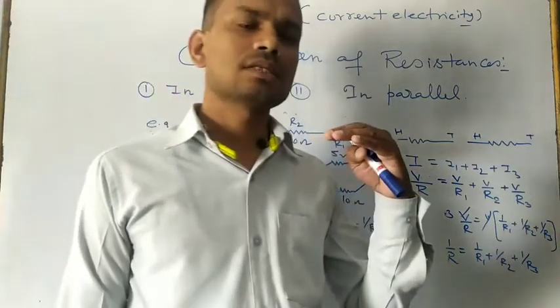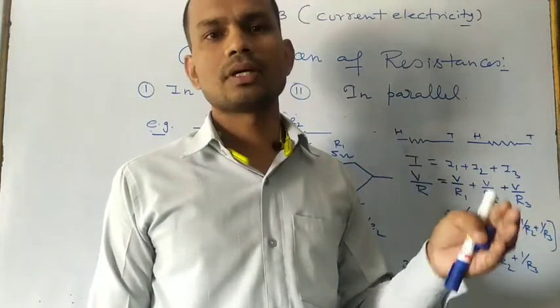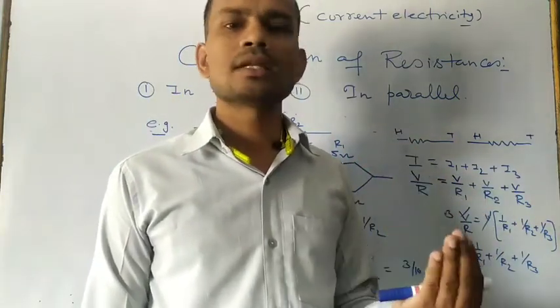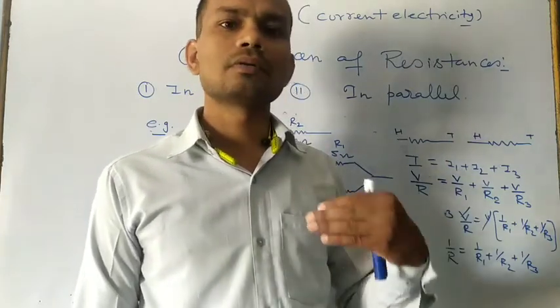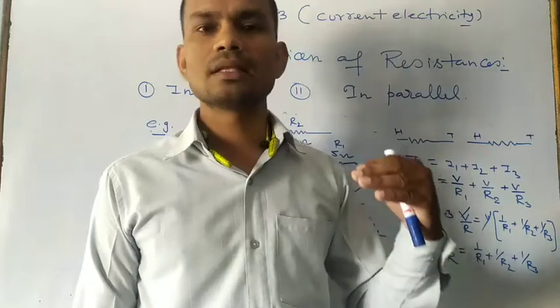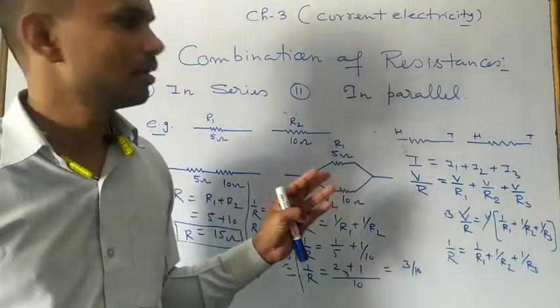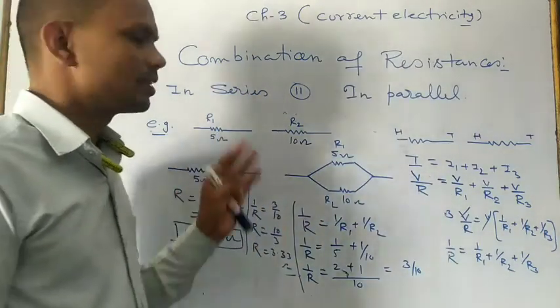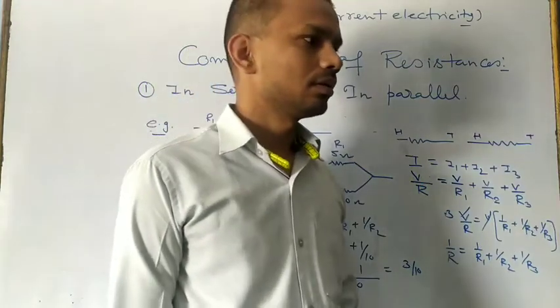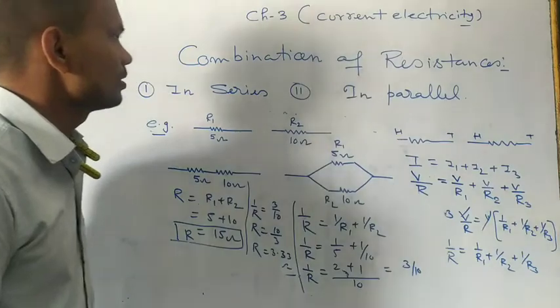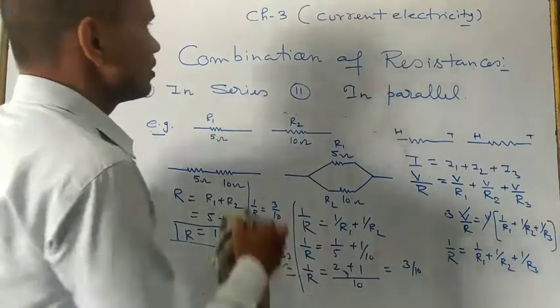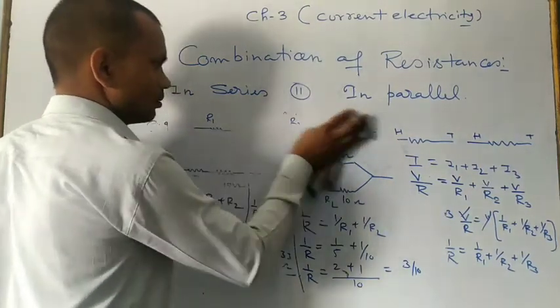If in a circuit we want to reduce the value of the resistance, then however many resistances are given, you have to connect them in parallel. But if you want to increase the value of resistance, in that case you have to connect them in series form, right? Now after this we are going to discuss some problems related to the combination of resistances.